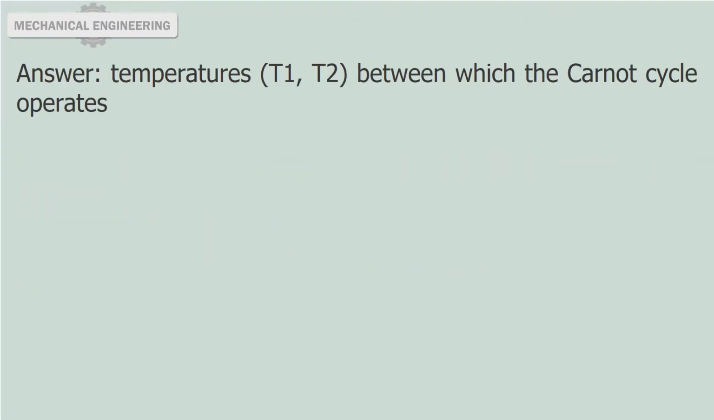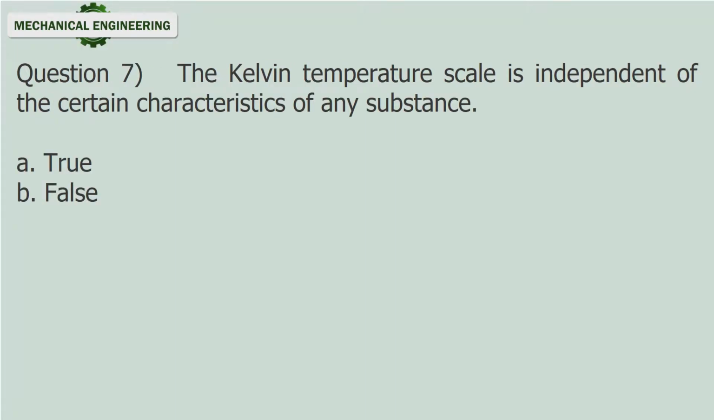Answer: temperatures T1, T2 between which the Carnot cycle operates. Question 7. The Kelvin temperature scale is independent of the certain characteristics of any substance. A. True. B. False.